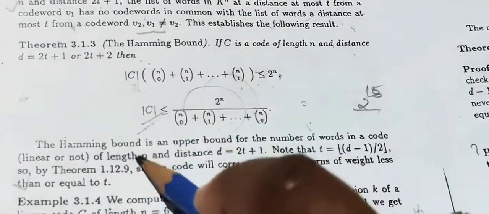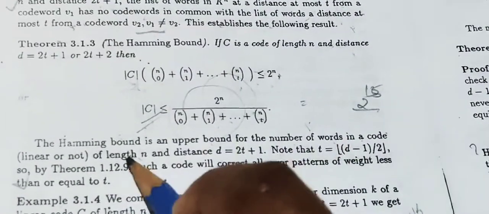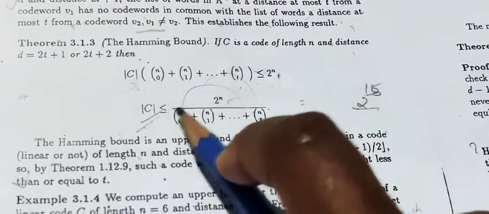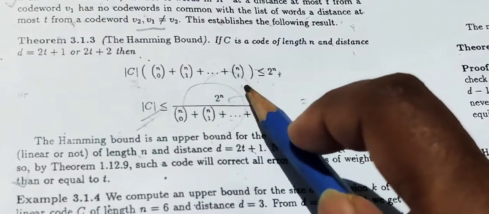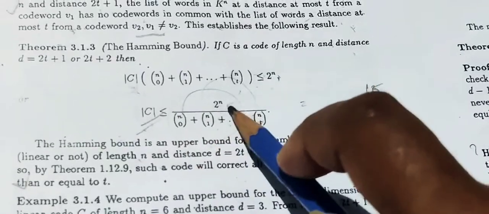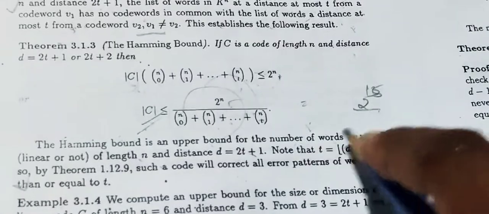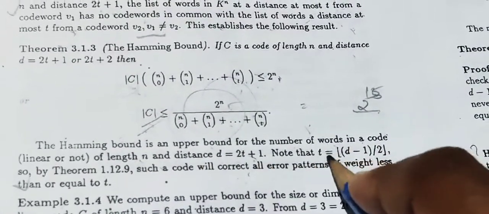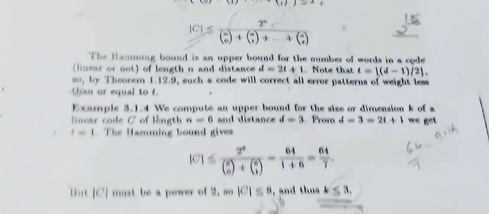Okay, the Hamming bound is an upper bound for the number of words in a code of length n and distance d = 2t + 1. So for every code we consider, its size is less than or equal to 2 raised to n divided by this sum. This is an upper bound for the number of words in a code of length n and distance d = 2t + 1. Therefore, t is what? t = (d - 1)/2. So this is the Hamming bound. Clear? So we consider example 3.1.4.